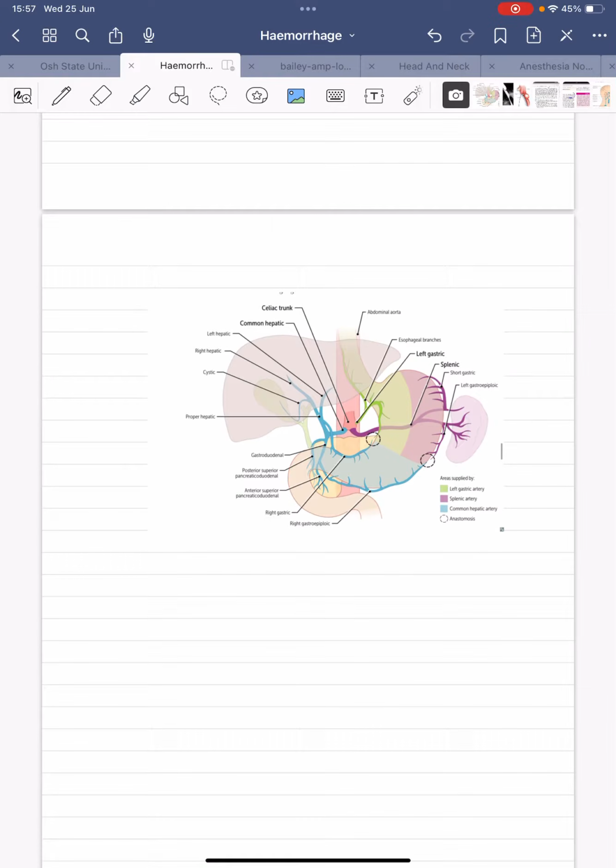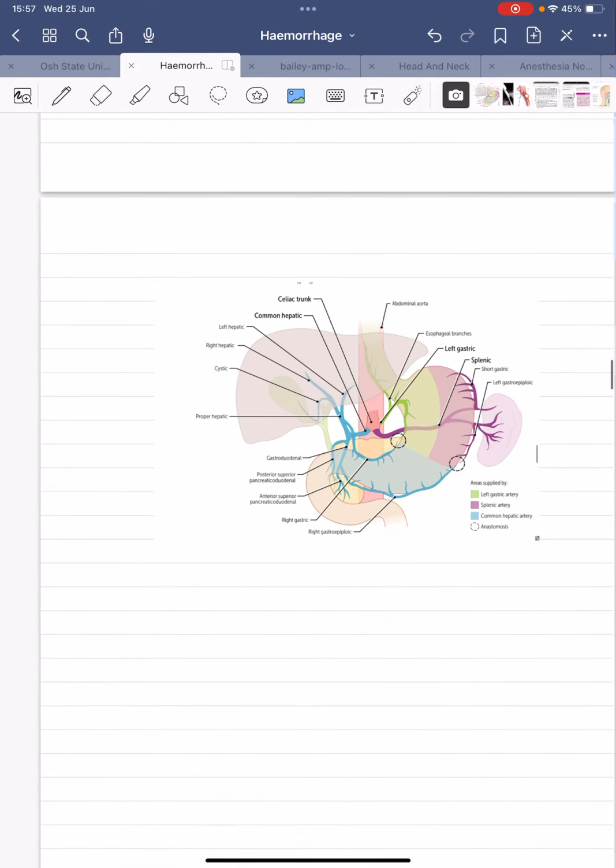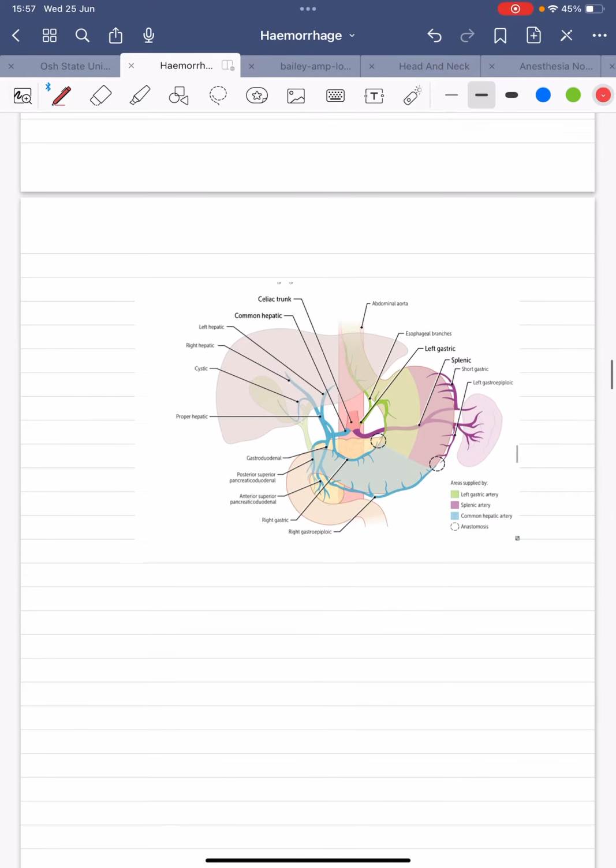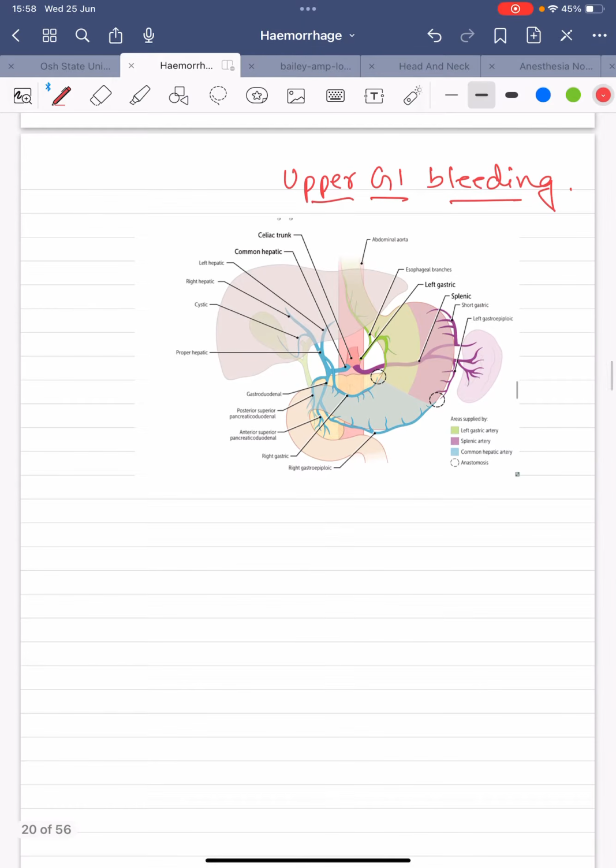To talk about upper GI bleeding. Some of the important MCQs relating to upper GI bleeding. Number one MCQ which you must remember: most common cause of upper GI bleeding? Answer is peptic ulcer disease. Now see here some important points.